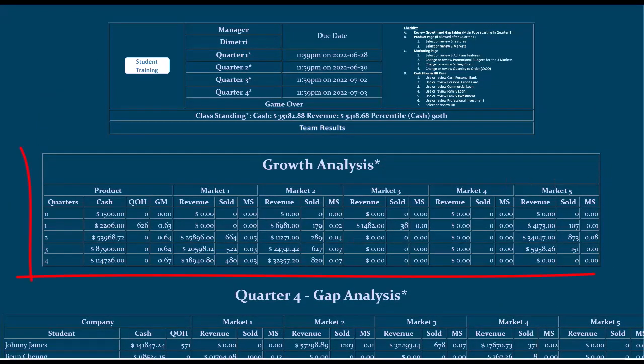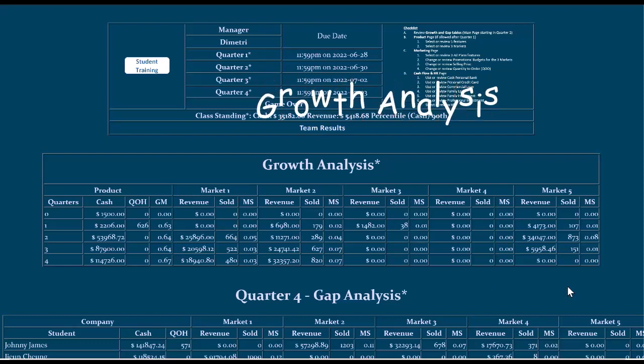So our second aspect of our due diligence process is to look at the growth table, the growth analysis. Our objectives here are to ensure that each quarter our cash in bank is increasing. If possible, in each quarter our gross margin should be going up, and each quarter our revenues should be going up in the various markets that we have selected. So the second part of our due diligence, the second element on our dashboard, is growth analysis.